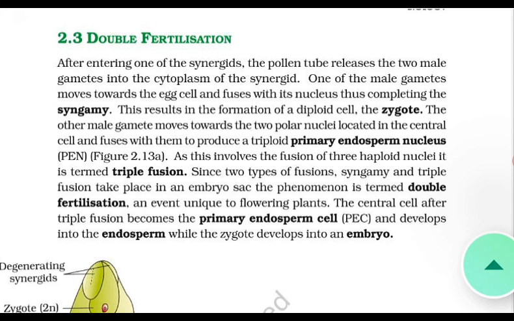The moth deposits its egg in the locule of the ovary, and the flower in turn gets pollinated by the moth. Pollinated by what? By the moth. Okay. The larva of the moth comes out of the egg as the seeds start developing.